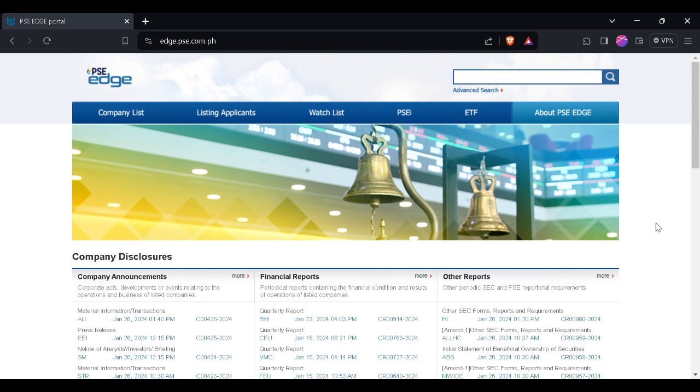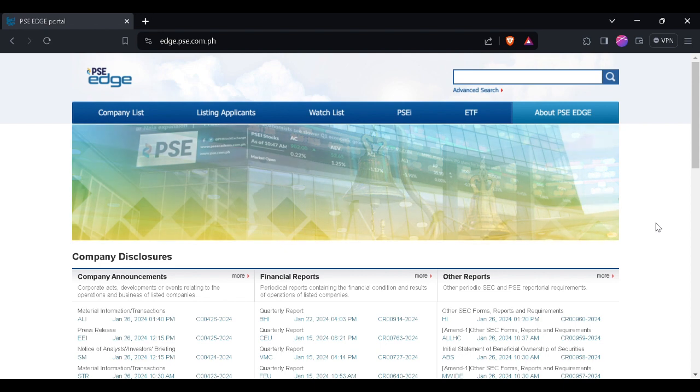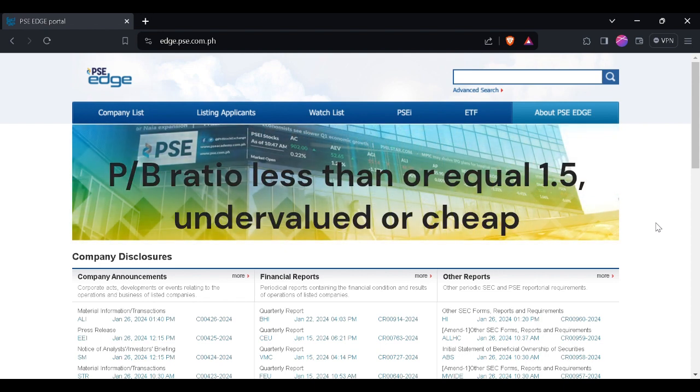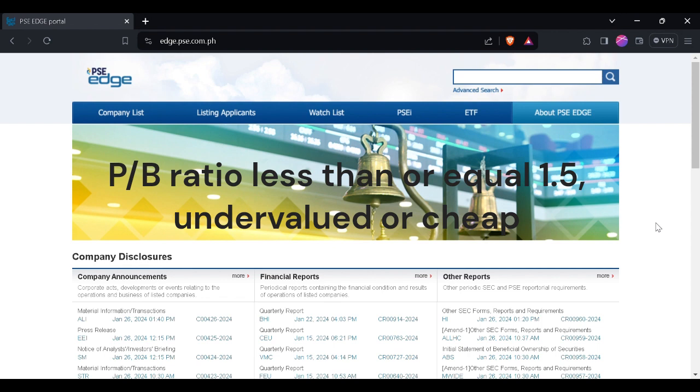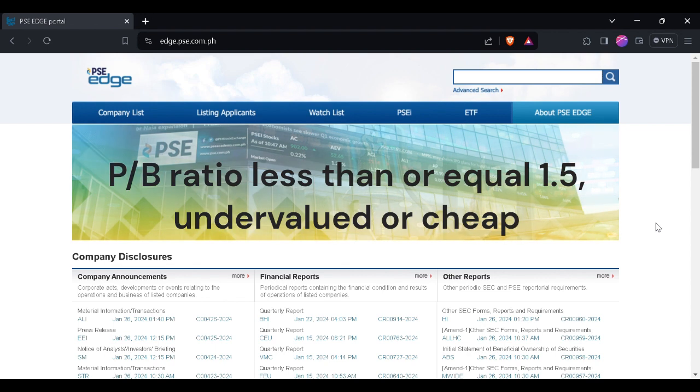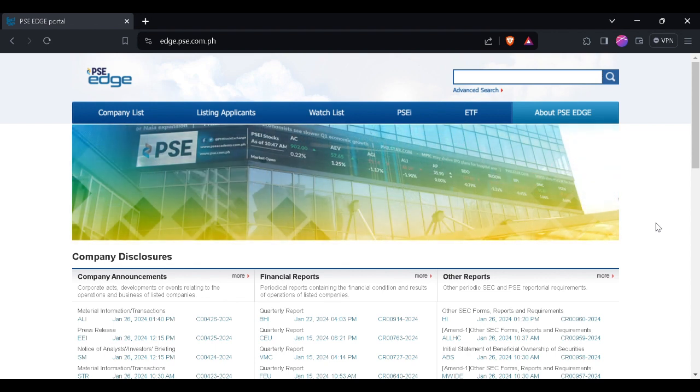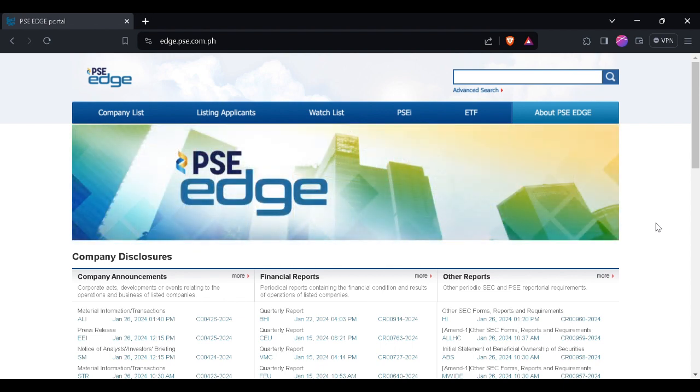In the book The Intelligent Investor, Benjamin Graham said that if the PB ratio is less than or equal to 1.5, it means that you're buying that company's share at an undervalued price. It means it's cheap. Okay? So, in Benjamin Graham, again, if the PB ratio is 1.5 and below, it is cheap.